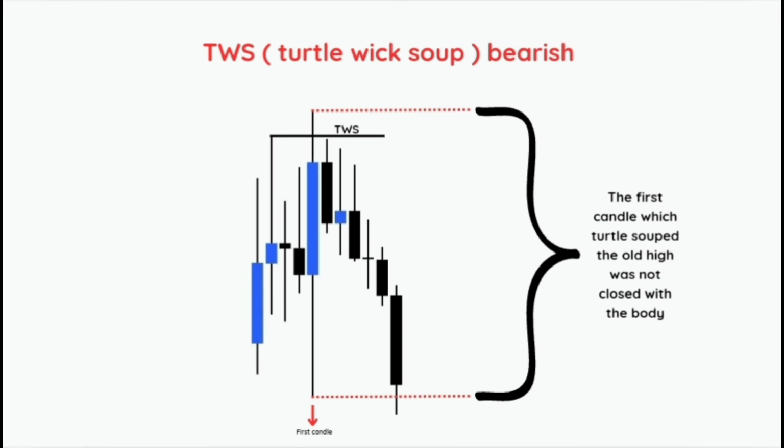The examples of TBS are over. Now look at this image. This is a clean example of a bearish TWS, which means turtle wick soup. The first candle, which manipulates our turtle soup, takes the old high but was not closed with a body and left with a wick, and this is called TWS, which means turtle wick soup.